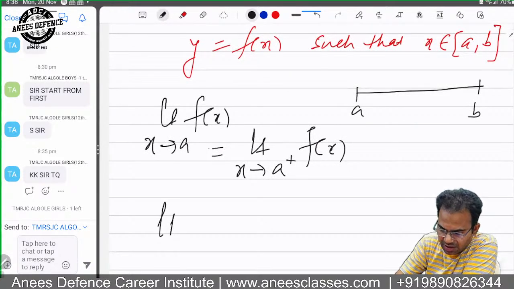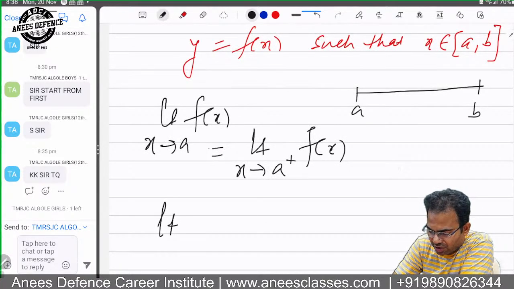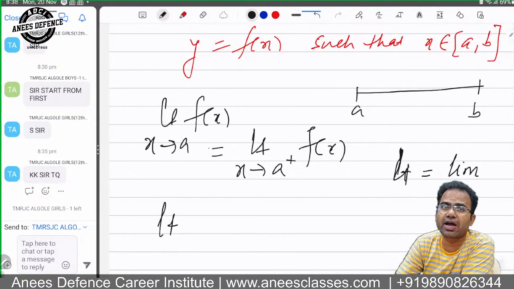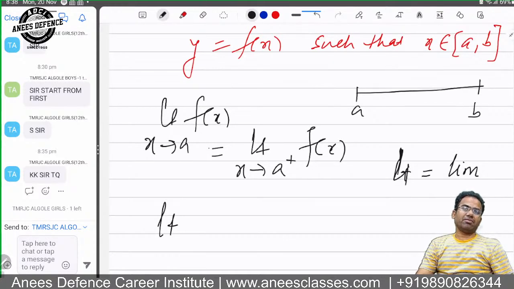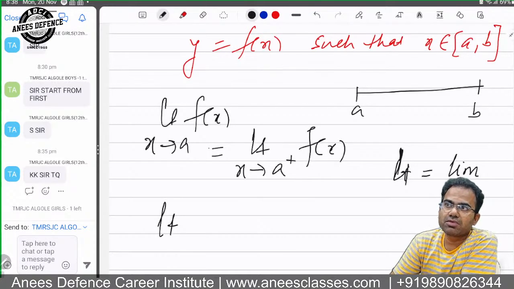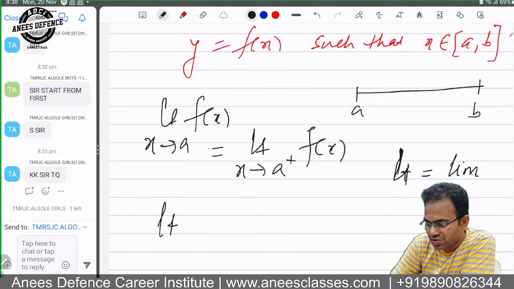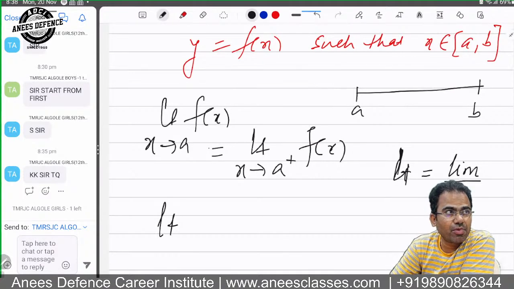and one more thing, students. Generally I write lt for limit, but you can write lim. I write lt so that I can save time in competition. You can also use lim. Generally in board, write lim.